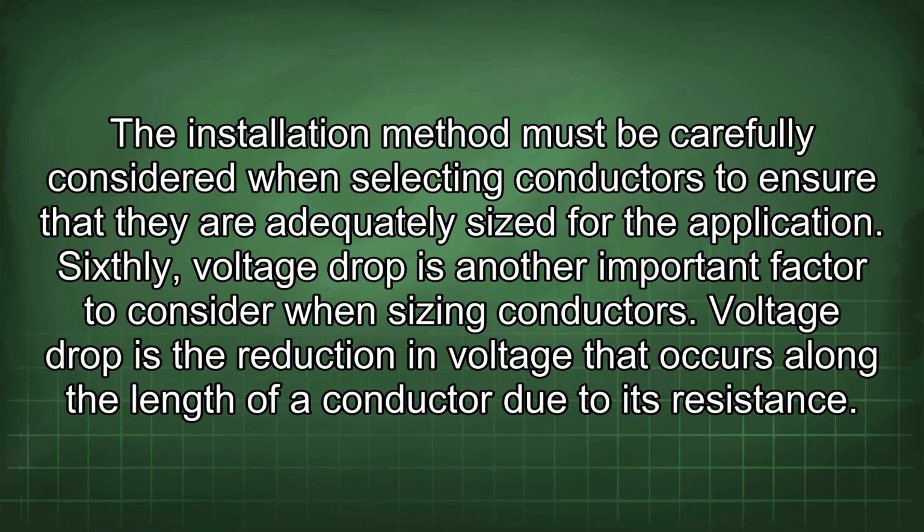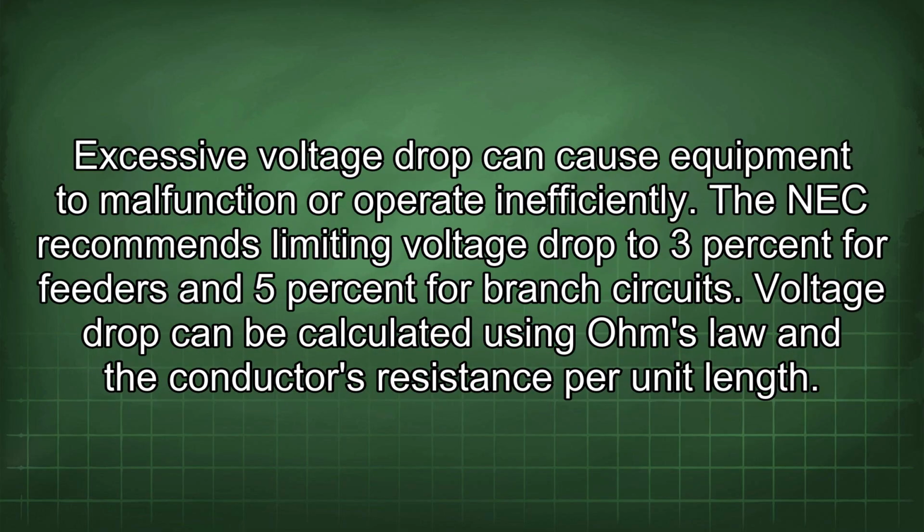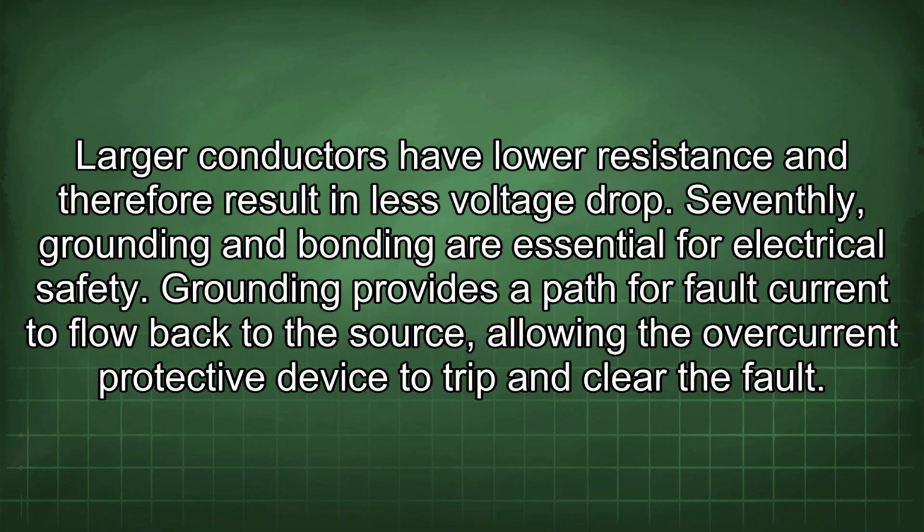Sixthly, voltage drop is another important factor to consider when sizing conductors. Voltage drop is the reduction in voltage that occurs along the length of a conductor due to its resistance. Excessive voltage drop can cause equipment to malfunction or operate inefficiently. The NEC recommends limiting voltage drop to 3% for feeders and 5% for branch circuits. Voltage drop can be calculated using Ohm's law and the conductor's resistance per unit length. Larger conductors have lower resistance and therefore result in less voltage drop.